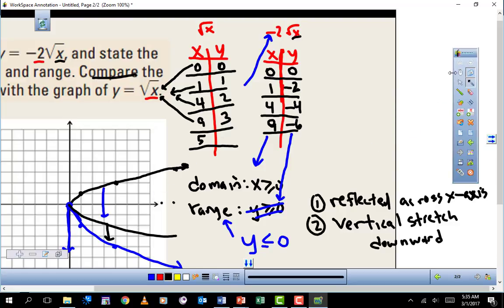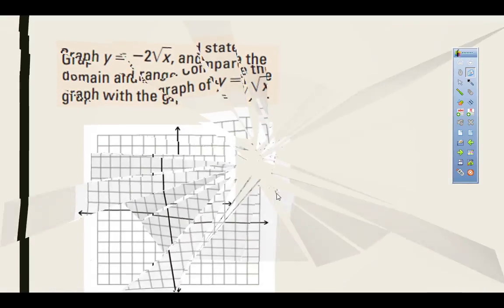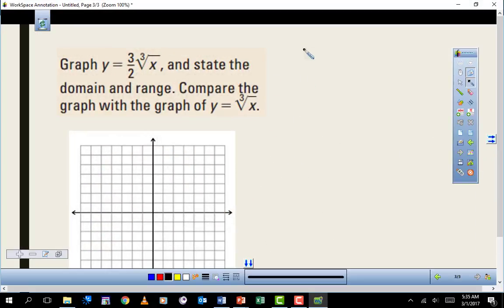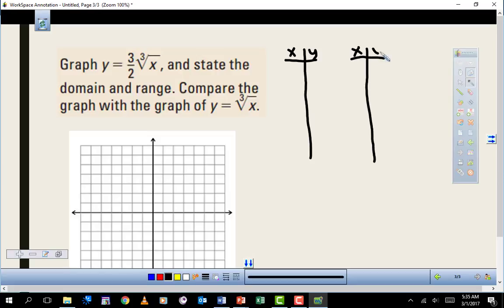Let's try a cubic one now. Same idea. We're going to graph the parent function, and we're going to graph the new function right on the same set of axes. So we're going to put xy again, and xy here. And this, of course, will be the parent function. So we're going to have the cube root of x. And over here, we're going to have 3 halves times the cube root of x.